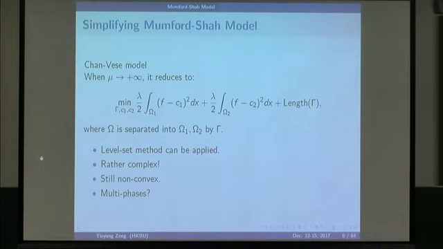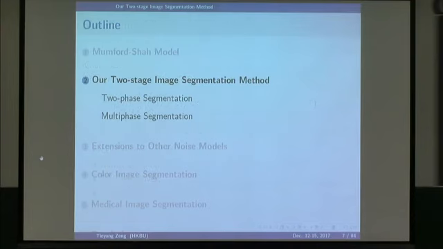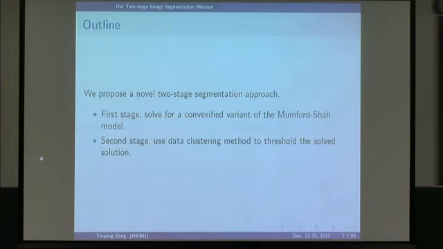You take the smooth term out, then the two parts have to be constant, so you have C1, C2. The classical level set method can be applied. So it's highly cited, but it's still rather complex, still non-convex, and very difficult to handle in multi-phase cases. So for us, we want to consider a simple model.